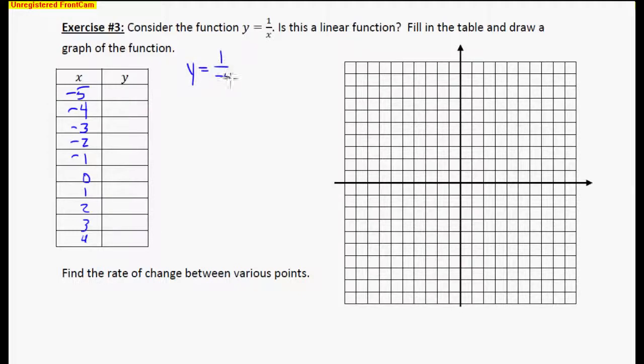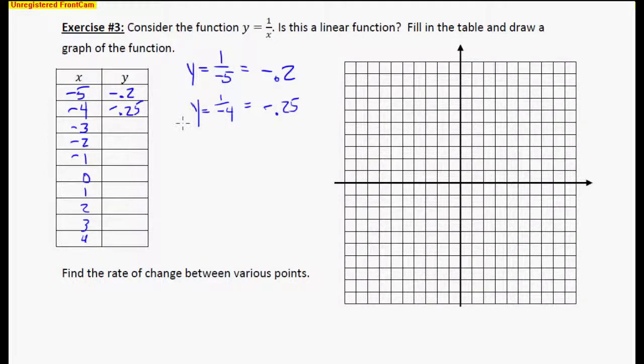And I plug in a -5 right there. And if I take 1 and divide by -5, I get, oh, what do I get? I get a -0.2. All right. Well, I can live with that number. All right, so this is -0.2 here. Okay, and I plug in a -4. Well, 1/4 is 0.25, so that's a -0.25. Okay. You see the numbers are very different here, but that's okay. It's just going with the formula here.